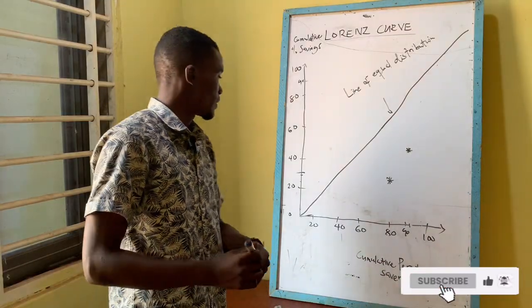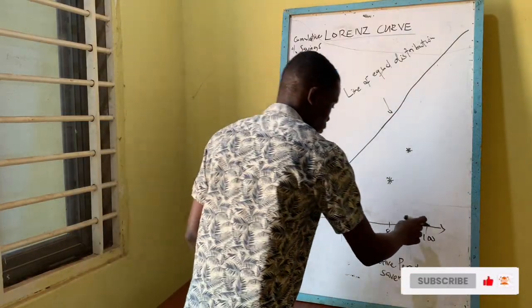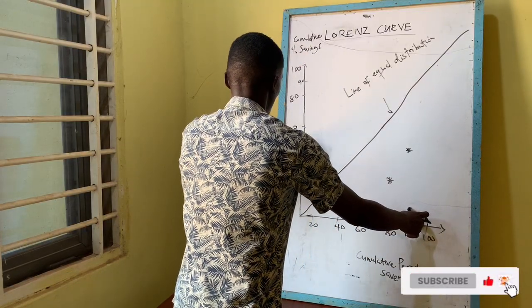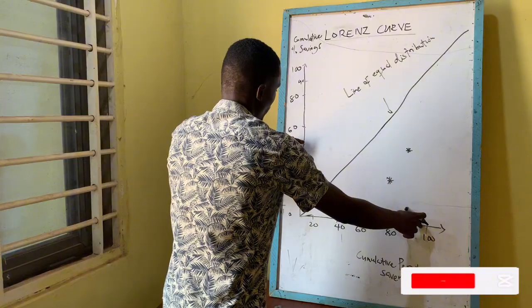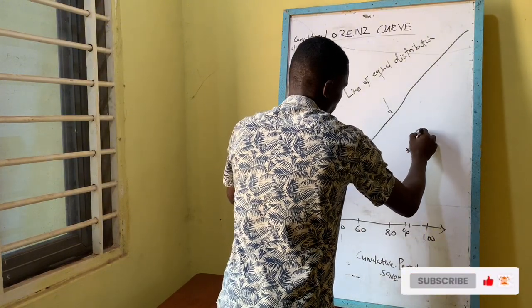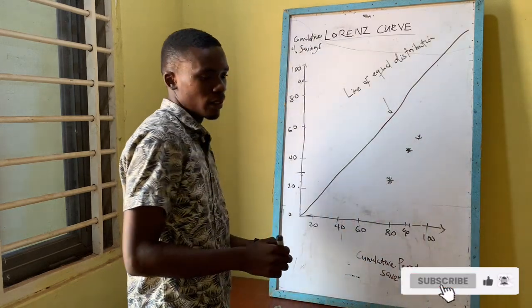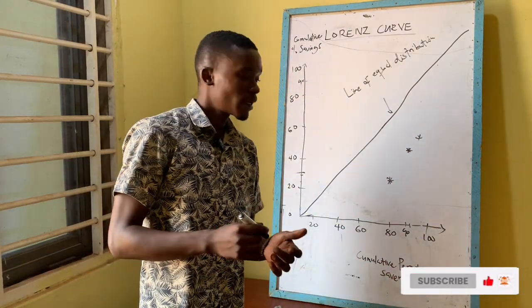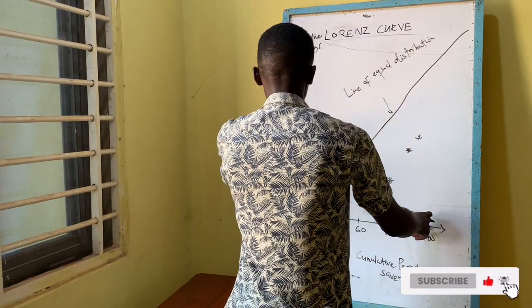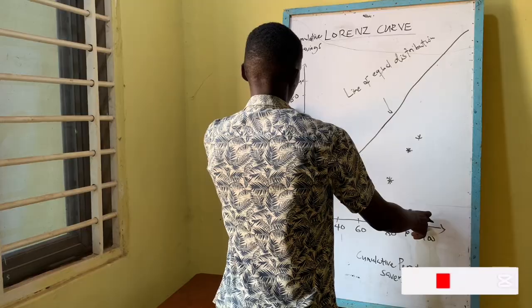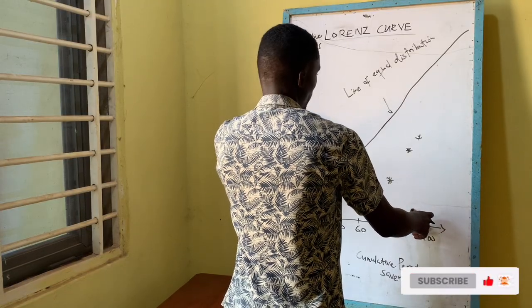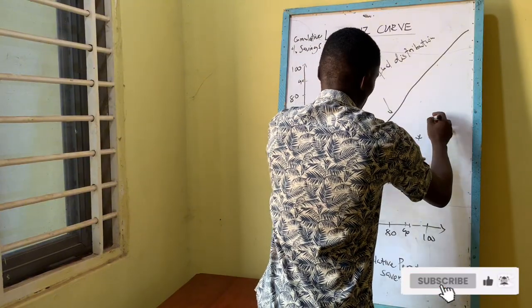Then we have 98 against 53. So 98 will be closer to 100 against 53. Here is 40, so 50 will be somewhere here. 53 will be just above 40. So it will be somewhere here. Then the next one is 99 against 64. So 99 will be closer to 100 against 64. Here is 60, in between is 70. So 64 will be somewhere here.